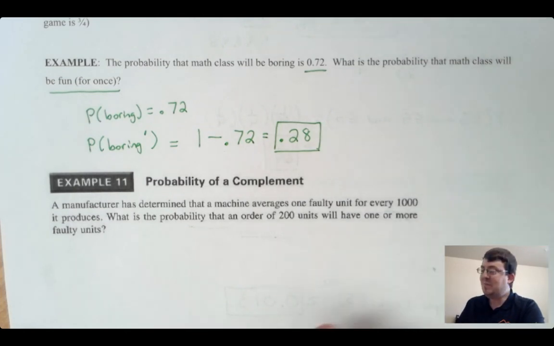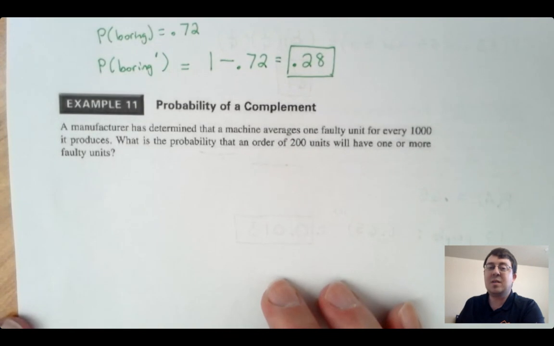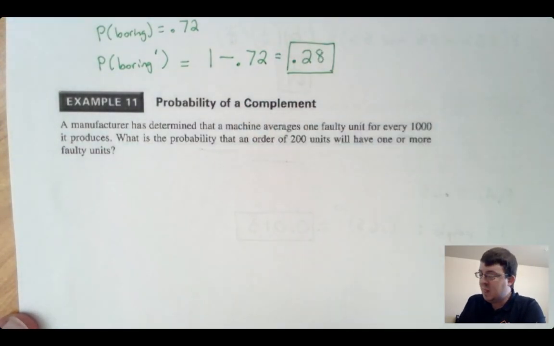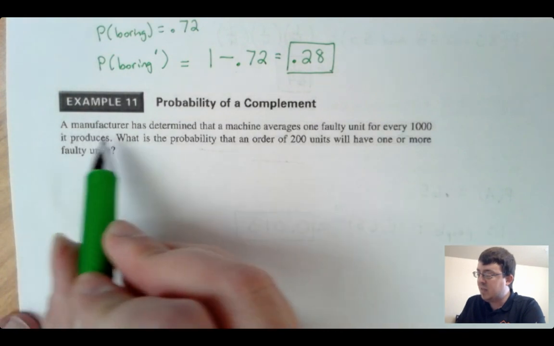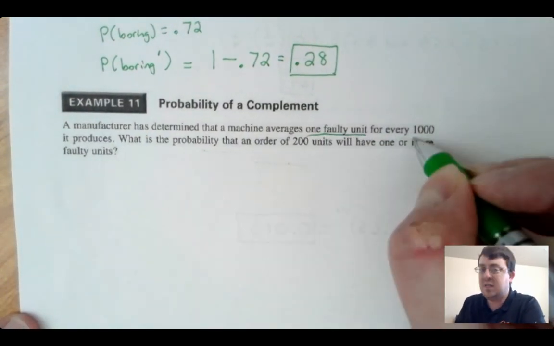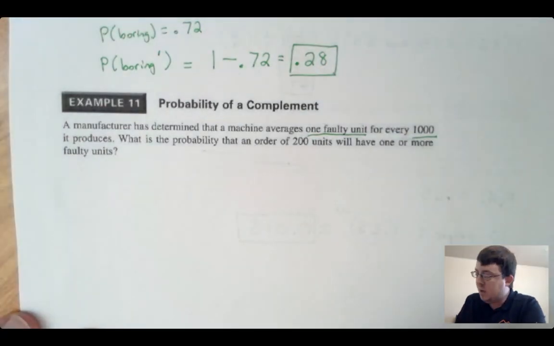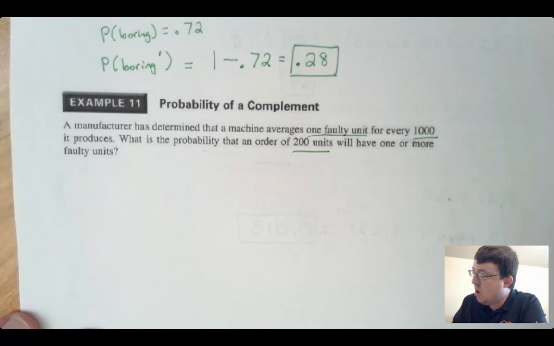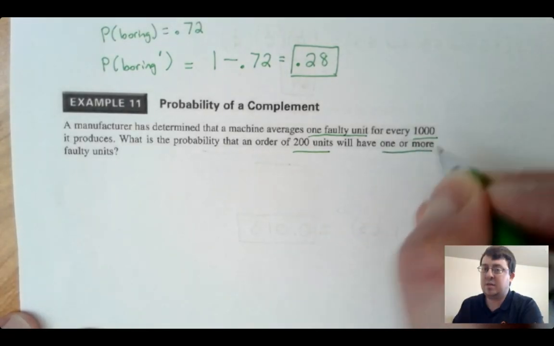Okay. Now, how can we use this complement stuff, which was super, super easy, to do something a little more challenging? A manufacturer has determined that a machine averages one faulty unit for every 1,000 it produces. What is the probability that an order of 200 different units will have one or more faulty units?